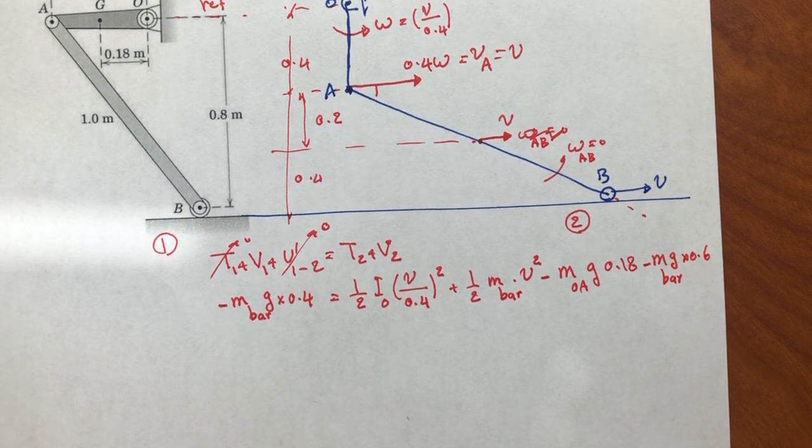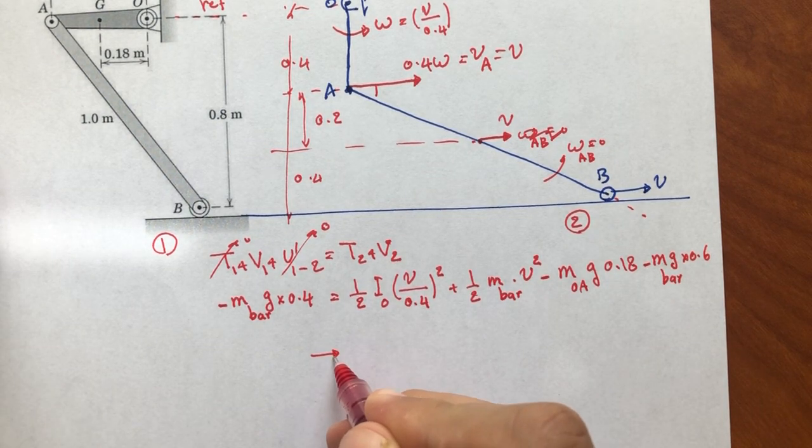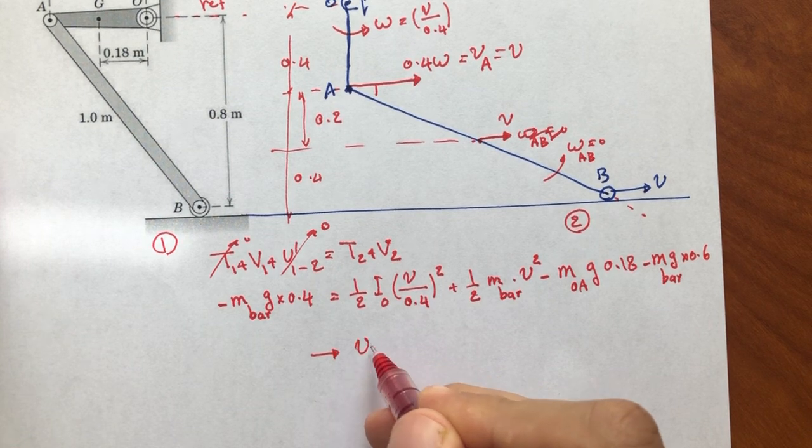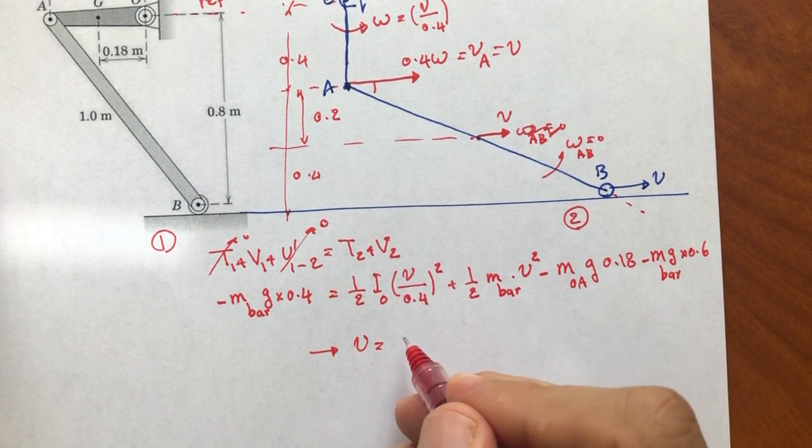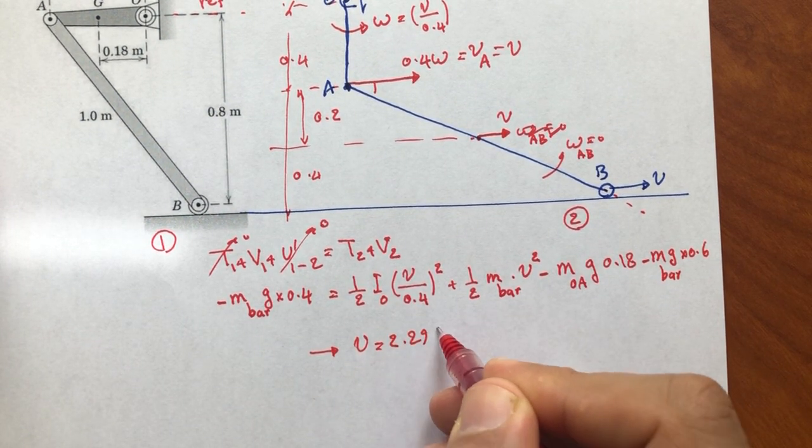Now if you look at this equation, the only unknown here is V. So we can find V from here. After putting the numbers, V is going to be equal to 2.29 meters per second.